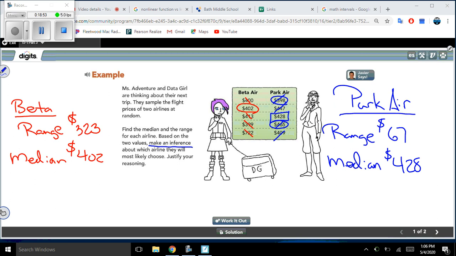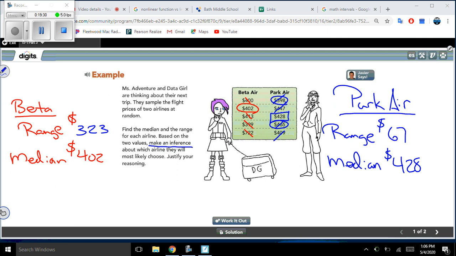Okay? Well, it looks as if, wait a sec, what did I do wrong here? The range can't be 323 on beta. The range has to be what? Yeah, it is 323. Okay? So you have to make a determination. And now, obviously, the median on the blue one is larger than the median on the red one. So if you're just going to look at the median, then obviously most people are going to choose the beta. But please understand, look at the range. The range is $67 on Park Air, and on beta it's $323.